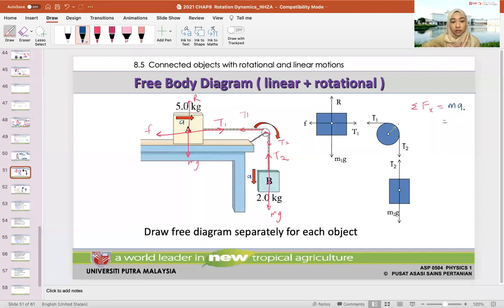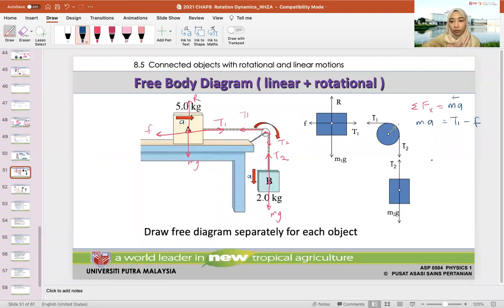Okay, net Fx equals MA, sorry, got distracted. And then I'm assuming that A is positive to the right, because my MA is positive here and it is to the right. So anything to the right will be positive. So MA positive, therefore T1 is going to be positive. You have to follow the convention that you created. So T1 is positive minus friction. This is going to be equal to MA.